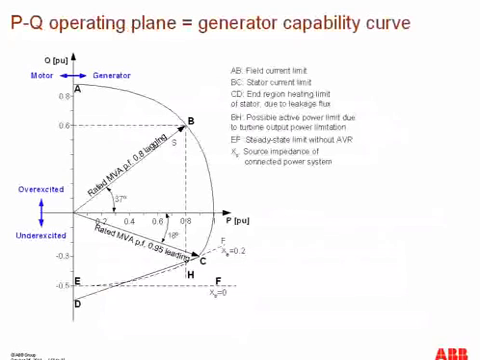Let's have a look at the generator capability curve. This curve is quite important when it comes to knowing the performance of the generators, because it tells us several limitations imposed on the performance of the generator in one typical graph. In this PQ plane, we can see that the section AB represents the limits imposed by the field current. So you cannot increase the field currents beyond this limit. The section BC is the stator current limit, and the section CD imposes the limit for the heating of the stator due to leakage flux.